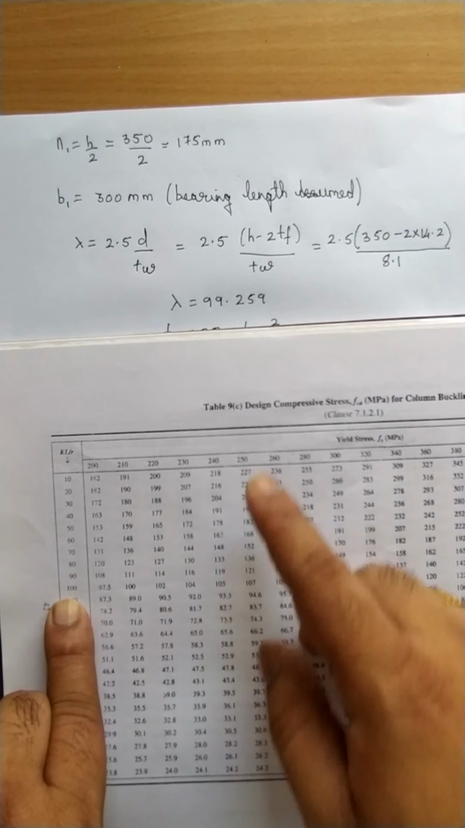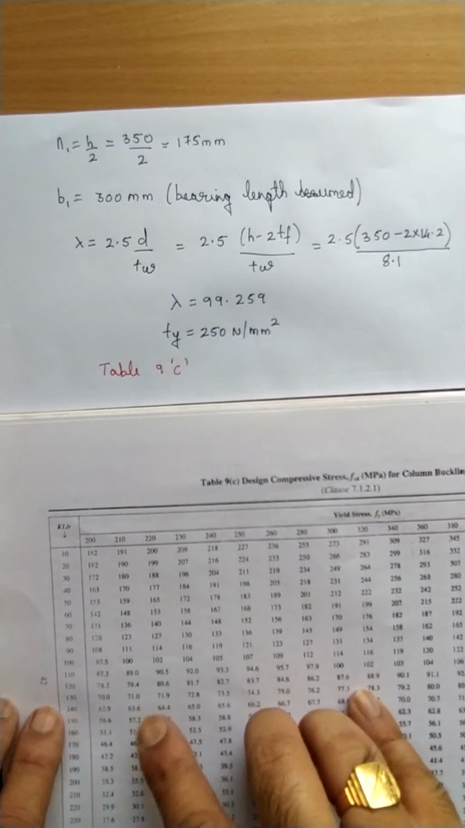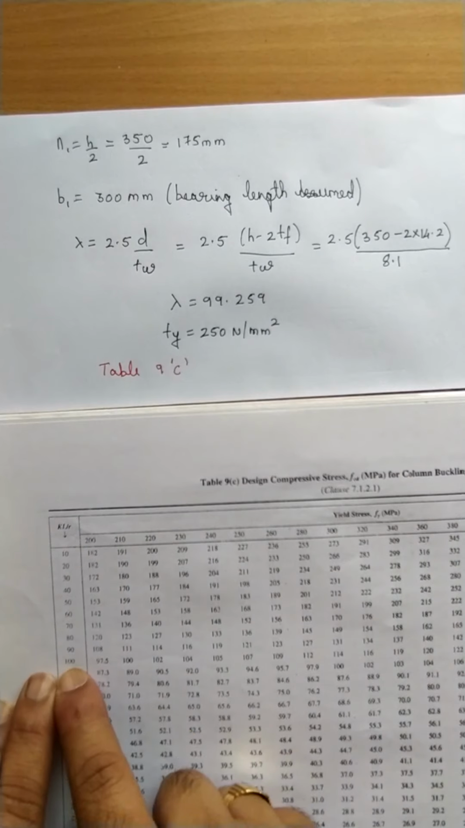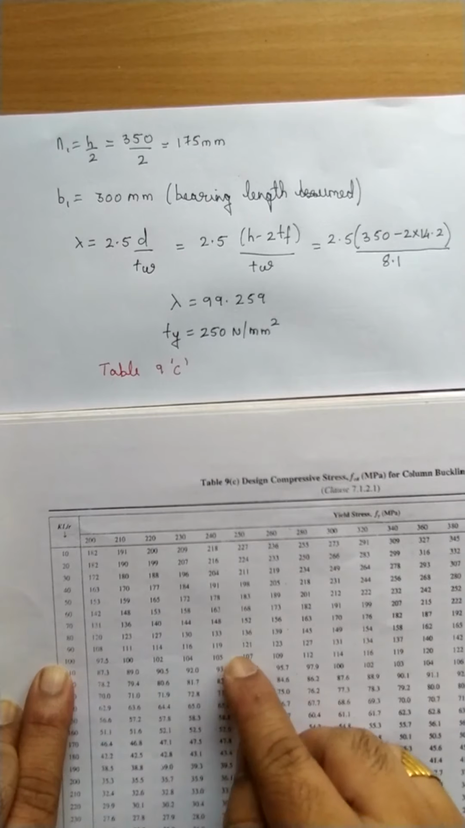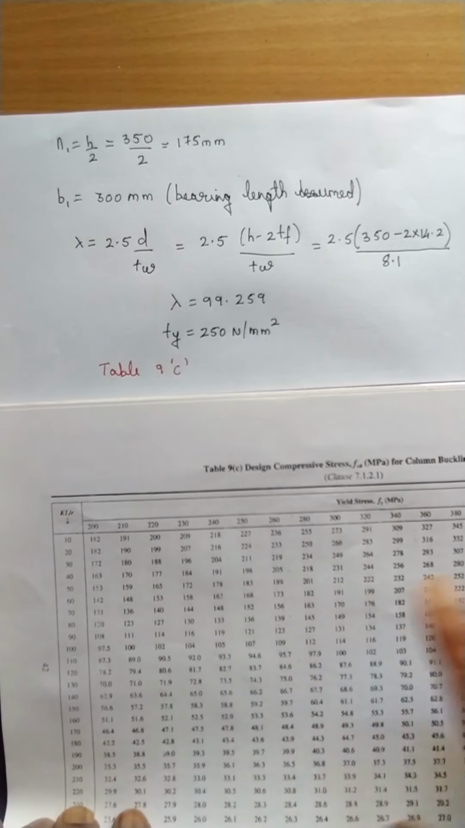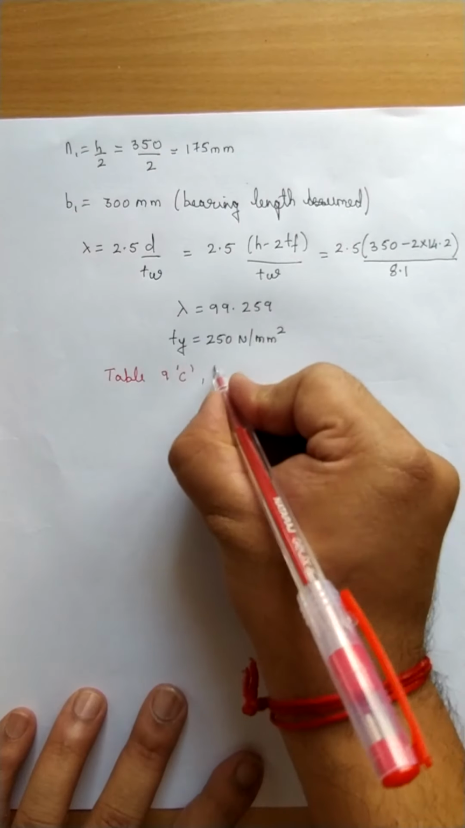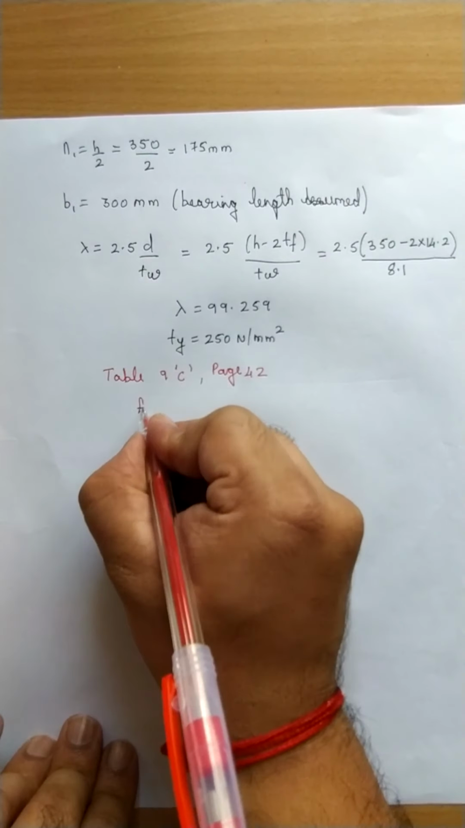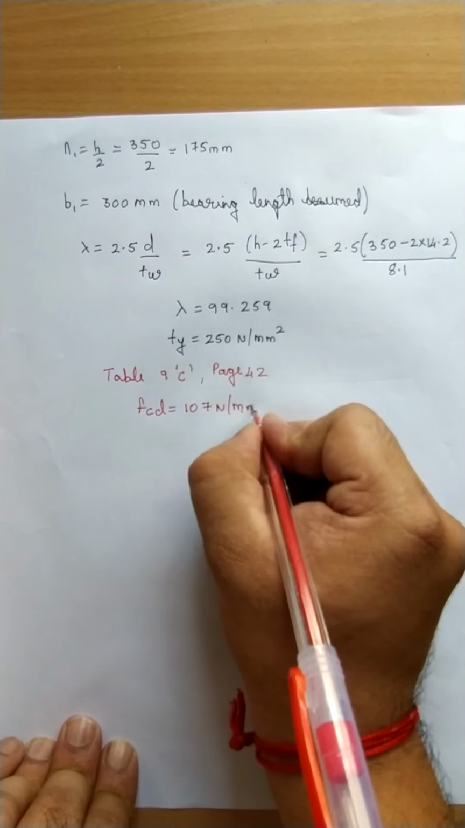Now in actuality, you have to calculate the value of FCD for this value of lambda and this value of Fy. For easiness, I will just take the round figure. So 99.259 is there, I have a value here, 100. So lambda is 100 and our Fy is 250. So what it is working out, the value of FCD is 107 Newton per mm square. So from table 9C, page 42, we came to know that FCD is 107 Newton per mm square.